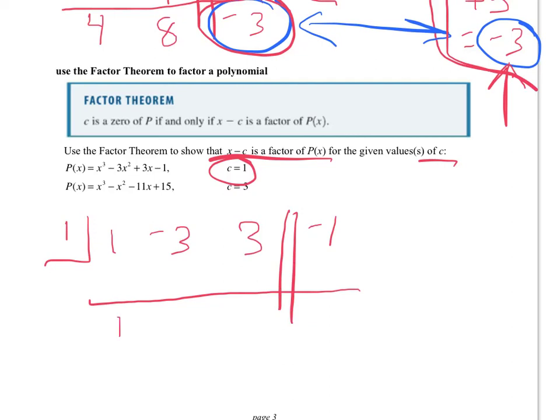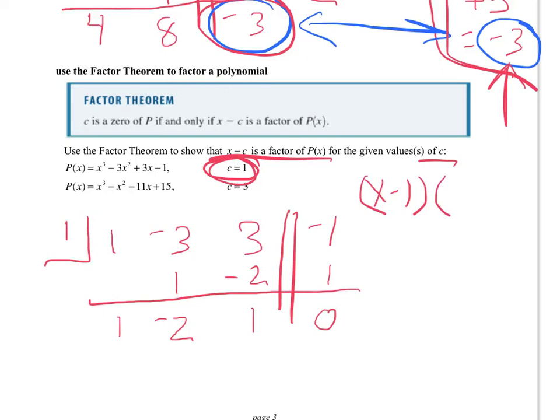Okay, bring down the 1. 1 times 1 is 1 plus -3 is -2. -2 times 1 is -2 plus 3 is 1. 1 times 1 is 1 plus -1 is 0. Aha! I now have found that I can factor x cubed minus 3x squared plus 3x minus 1 as x minus 1, because I used 1 on the shelf, and so that means c is 1, so I'm showing that 1 is a 0, so that means x minus 1 is a factor.